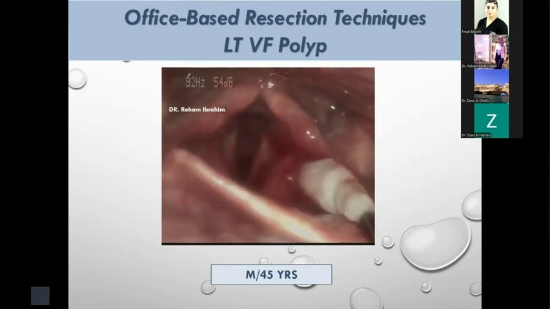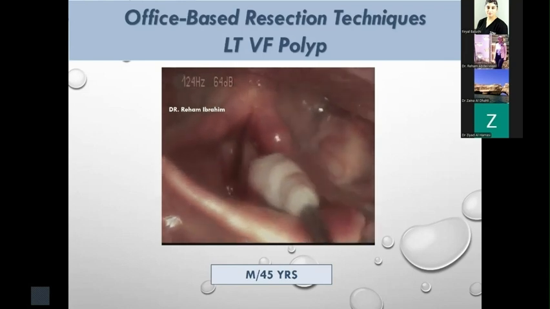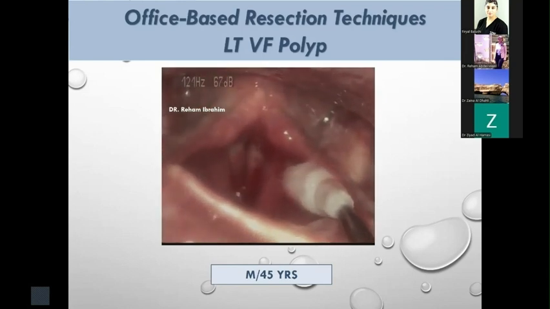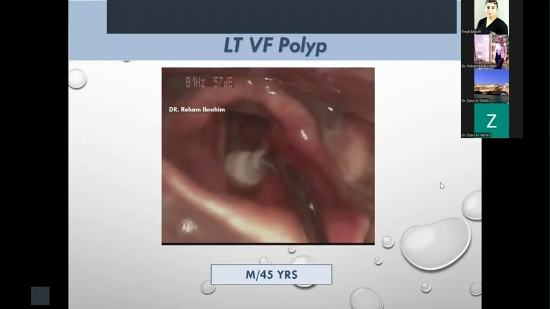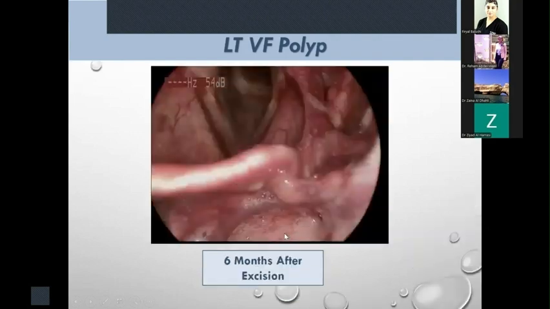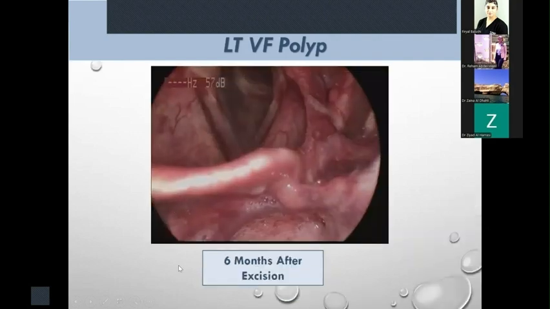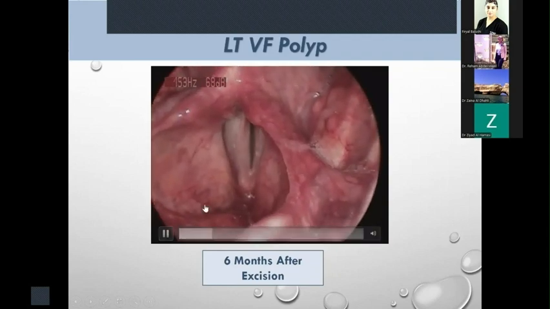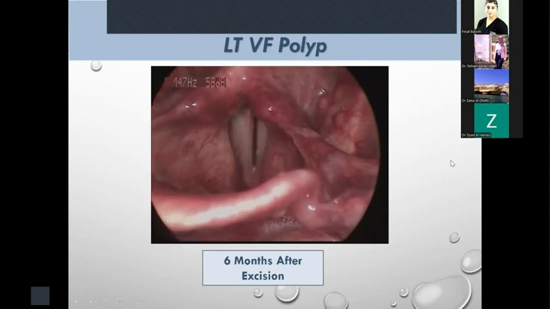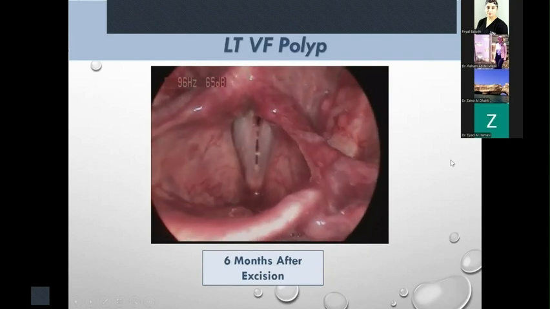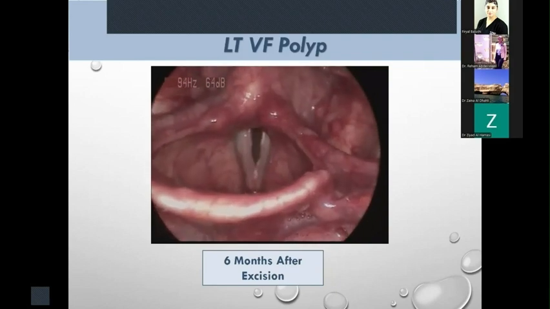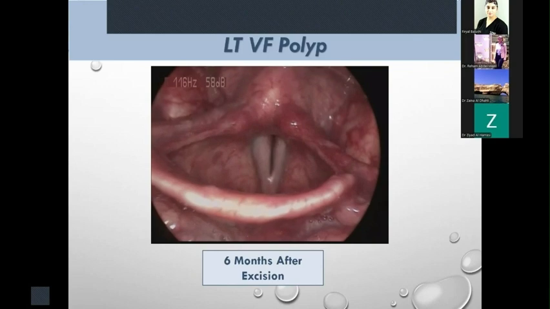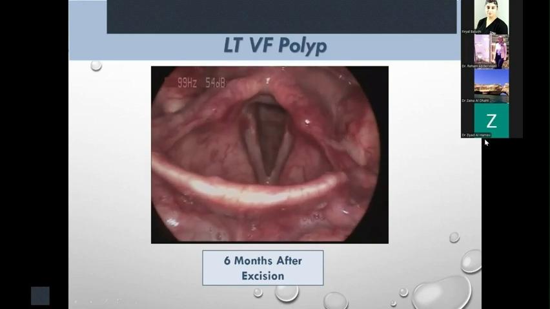And ask, of course, the patient to cough. You may ask the patient to gurgle the blood, and well, the procedure is already done. And this is his voice 6 months after the excision. There's no sign of the polyp, normal vibration of the vocal folds, and of course, the patient's voice has already been regained.